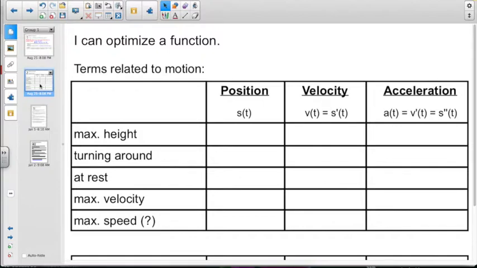If I wanted to shoot something in the air and find its maximum height, am I trying to maximize or minimize anything? Yeah. What am I trying to do? Maximize. Okay, I'm definitely maximizing something, I say it right here. And height is related to position, so I'm definitely maximizing my S of t. Well, if I'm maximizing my position, then what is true about the first derivative of that?